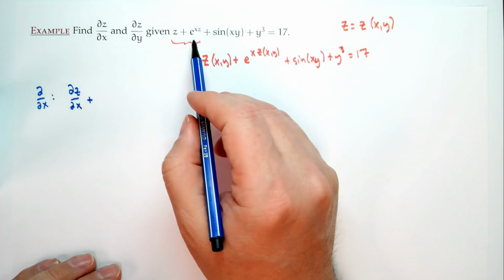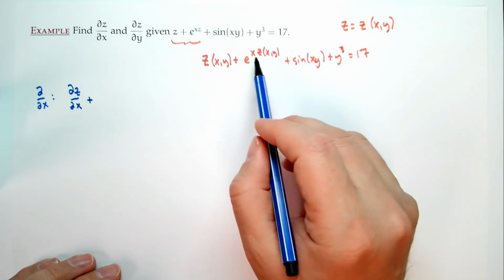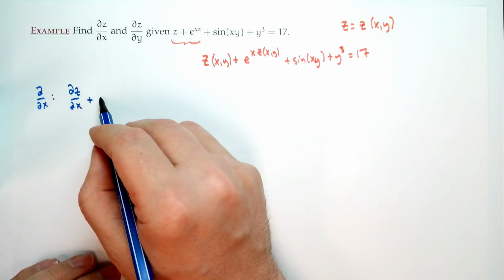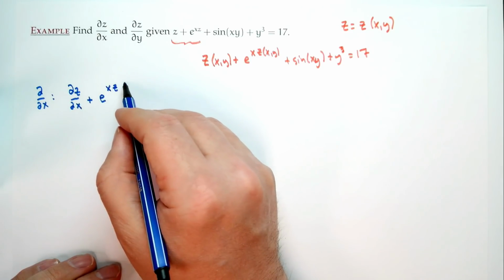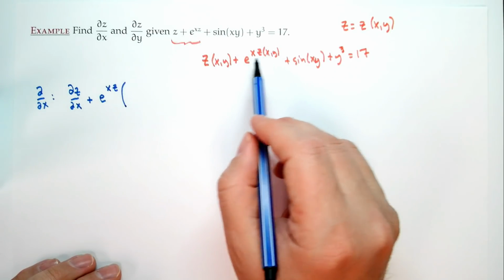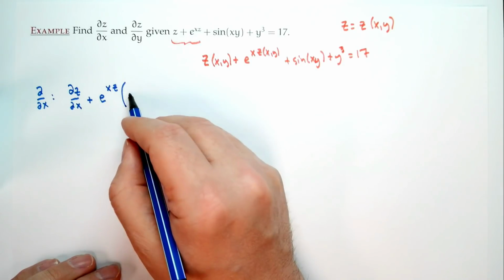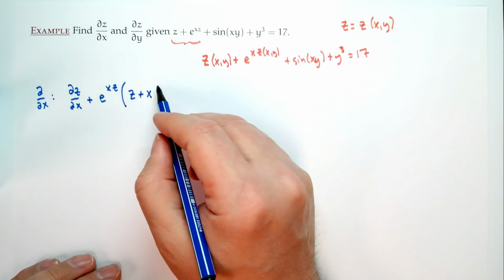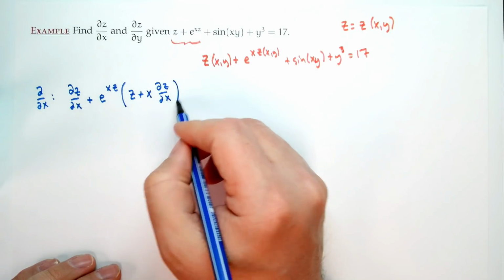Go to the next term, e to the xz. And notice, again, z is a function of x and y, so there's actually two things multiplying together that involve an x. So we're going to do the chain rule: e to the xz, times the derivative of xz. All right. So again, remember, product rule here. So the derivative of x is 1 times z, which is z, plus x times the derivative of z with respect to x, which is partial z partial x.